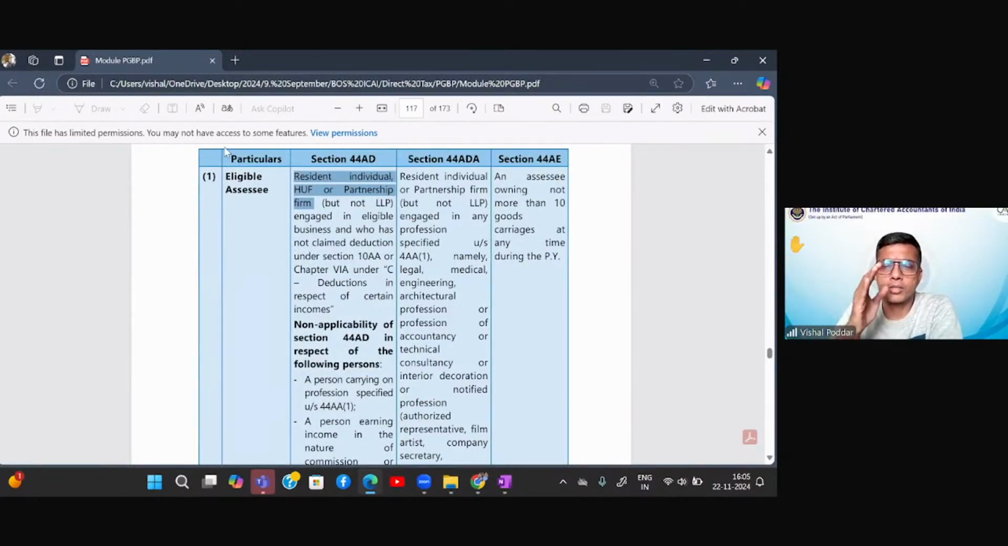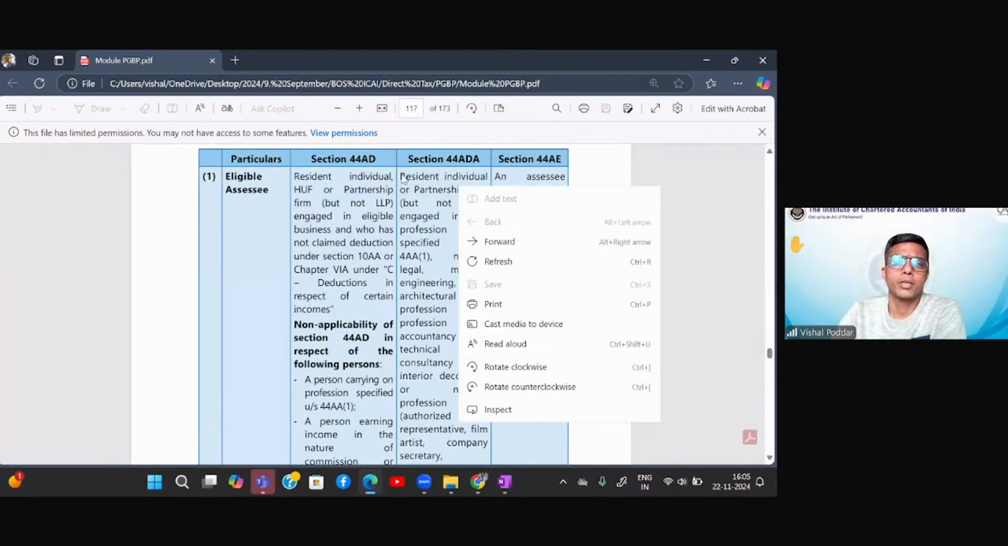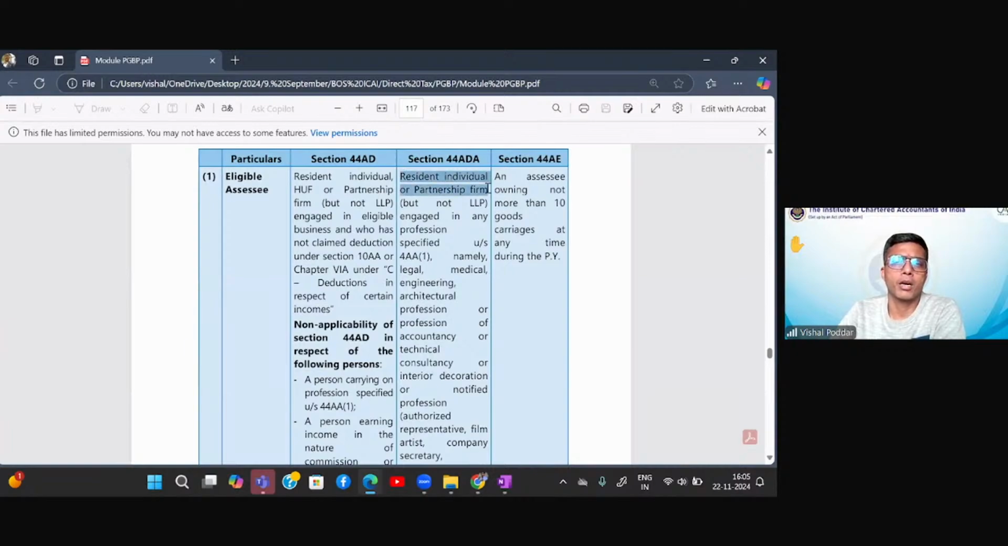So remember, this particular category is made for those who are in the unorganized sector and cannot maintain proper books. So for them, this section is made. That is why they are limiting this section only to individuals, HUF and partnership firms, and not open to others like LLPs, companies, etc. Similarly, 44ADA covers resident individuals and again resident partnership firms, but not LLPs. Again, why not LLPs? Because LLPs are in a more structured format, so they can maintain books, etc. So in professionals, they are covering individuals and partnership firms.